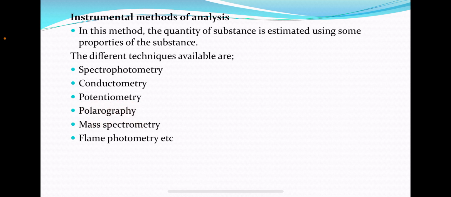And in the same way, polarography is also used. Polarography is used to measure the polarity and also how the ions are going to act in an electrolytic solution. And mass spectrometry, as the name itself says, is a technique where we are going to measure the mass of the substance. And flame photometry is an instrument which is used to measure the concentration of alkali and alkaline earth metals.